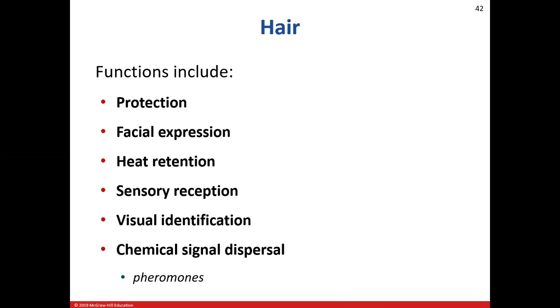We use it for sensory reception. Hair typically is very sensitive, especially if you ever notice with little insects. You know, if you ever notice a little ant that's crawling across your hair, you'll be able to feel that. Visual identification. So when we look at something and look at people, it helps to identify certain characteristics about them. And then it also helps us to disperse chemical signals such as pheromones.